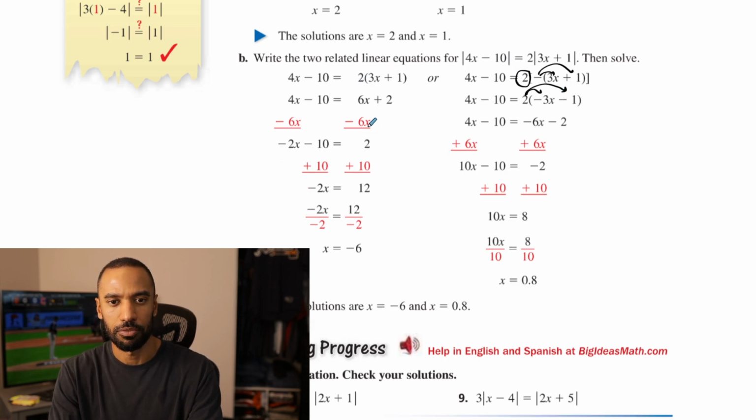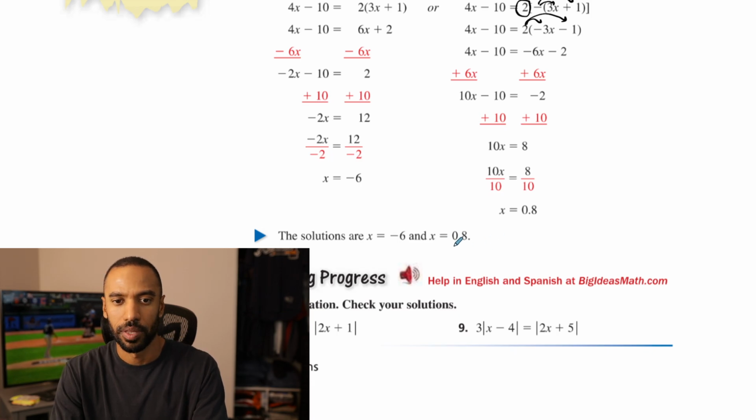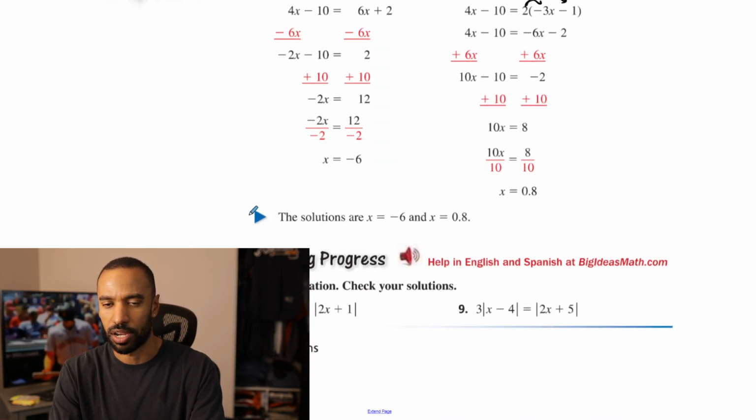And like I said, this is stuff we've done before, so I'm leaving it as it is. Get x's on one side, get constants on the other side, and divide, get an answer. Get x's on one side here, get constants on one side, divide, and get an answer. It looks like we're going to get some decimals here and there. What can you do? So negative 6 and 0.8. Looks like they did not do a double check for that problem there.